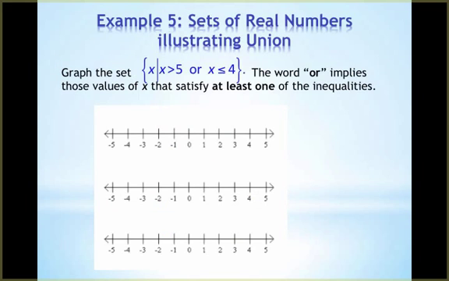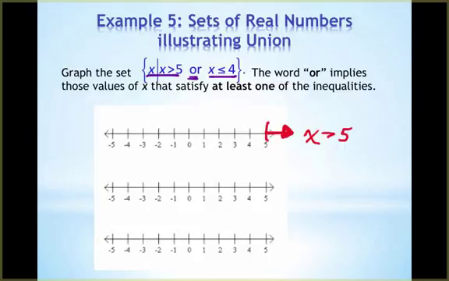Now let's look at combinations of sets. What if I wanted to graph x is greater than 5 or x is less than or equal to 4? So I'm going to do this in different colors. Let's do our first one, x is greater than 5. Well, that would look like this. We come out here at the end where 5's at. We put a parenthesis because we want to not include 5, and we want to go towards infinity. And that would be what x is greater than 5 looks like.